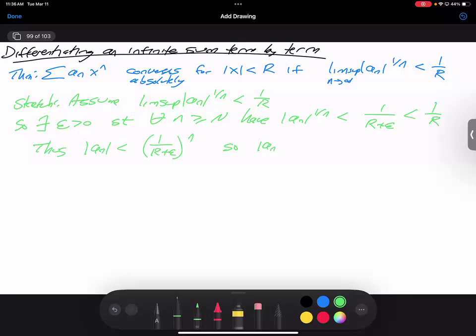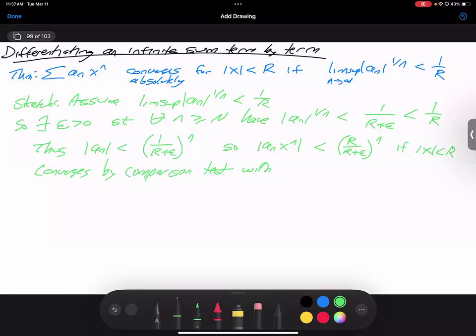So the absolute value of a_n x to the n would be less than r over R plus epsilon to the n, if the absolute value of x is less than r. So it converges by a comparison test. And what series are we comparing it to? A geometric series, but which geometric? You have to say what the ratio is: r over R plus epsilon, which is less than 1.